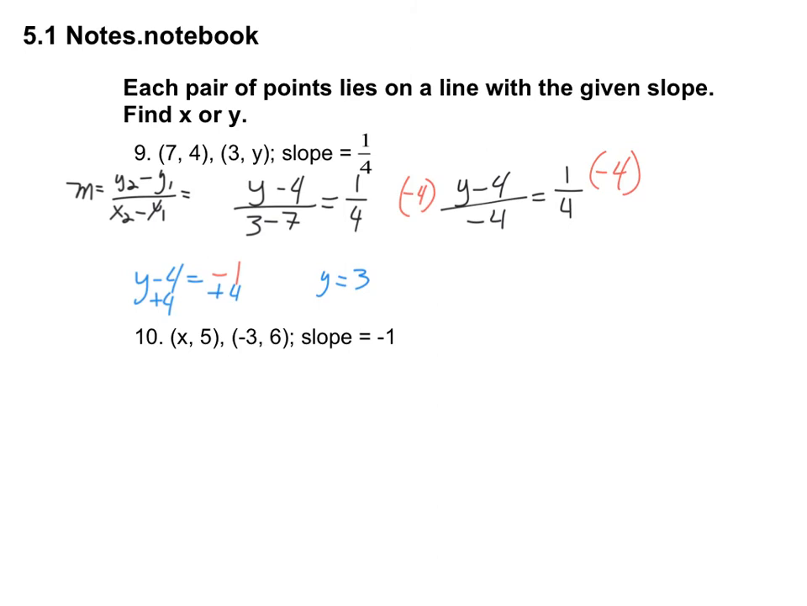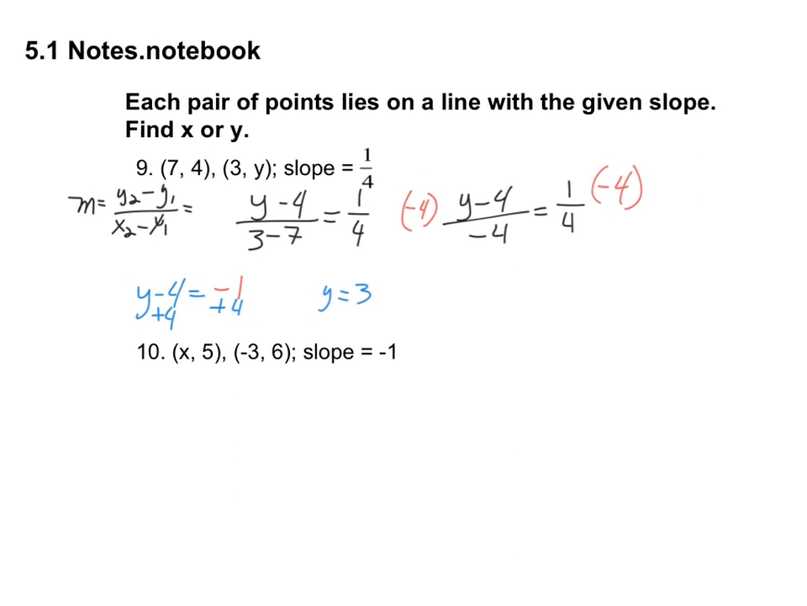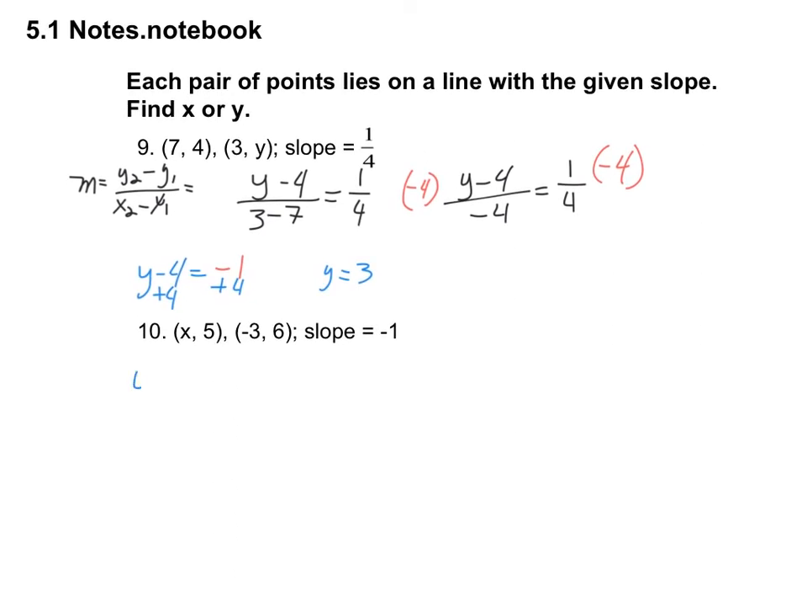All right folks, number 10 is a very similar problem. I'm going to start off by saying I'm going to do y2, which is 6, minus y1, which is 5, over x2, which is negative 3, minus x1, which is x, and that is equal to negative 1. All right, so I've got 6 minus 5 over negative 3 minus x. Well, 6 minus 5, that's 1, and I can simplify that. I've still got negative 3 minus x in the denominator, and that is equal to negative 1.